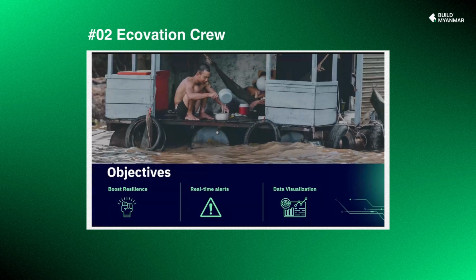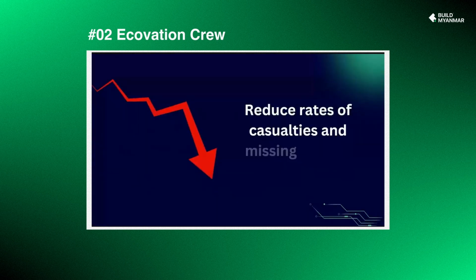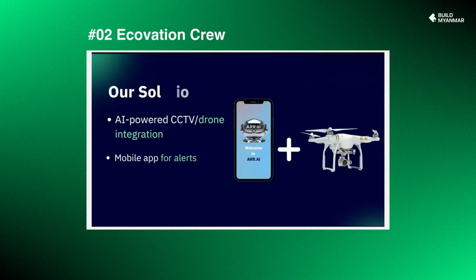On top of these 3 objectives, we are working towards a simple yet important goal, which is to reduce the number of lives lost and missing people in every disaster. Real-time alerts, early data, and a quick rescue response make a difference between life and loss. For every person and every family we save, Arr Ai proves its purpose. So how is our Arr Ai going to solve all the problems that we stated earlier? So here is how it's going to solve.